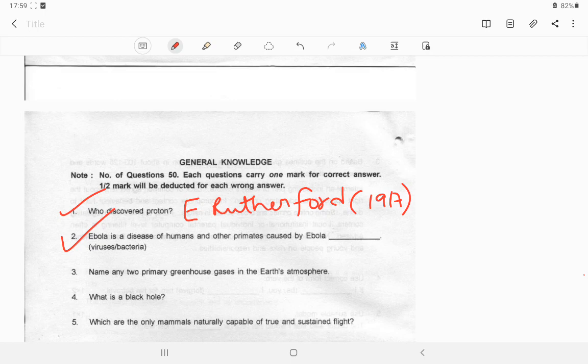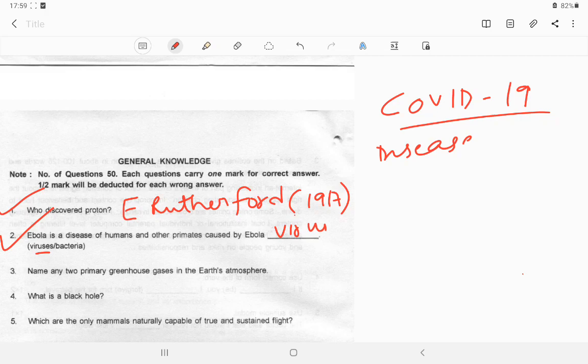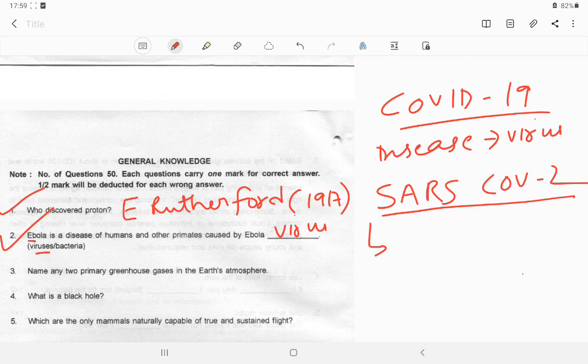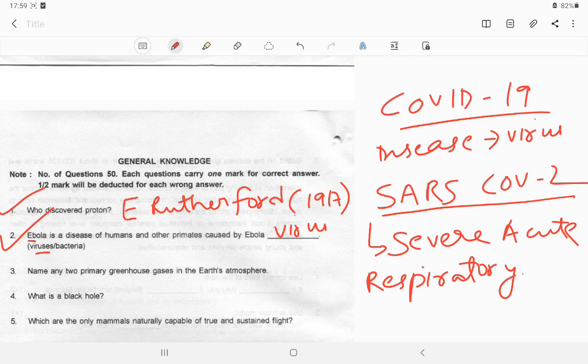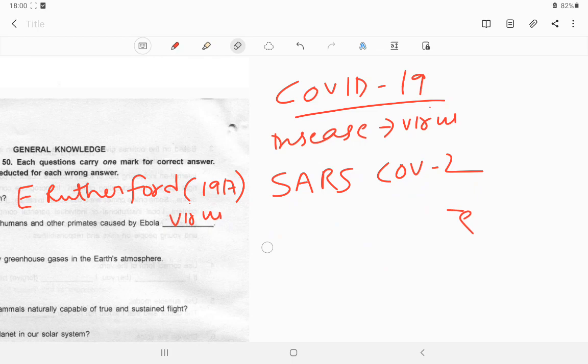Ebola, what is it? It is a virus. So the answer is virus. You must have come across the COVID-19 virus. COVID-19 is also a virus, and the virus name is SARS-CoV-2. SARS is a severe acute respiratory syndrome. There are many varieties of SARS, but COVID-19 is the most deadly.